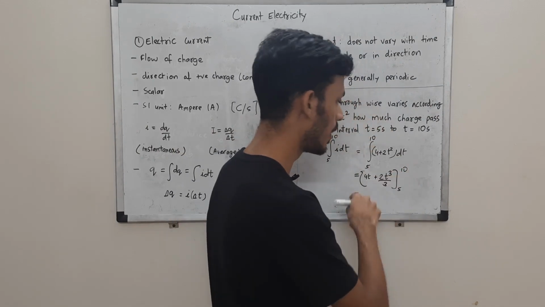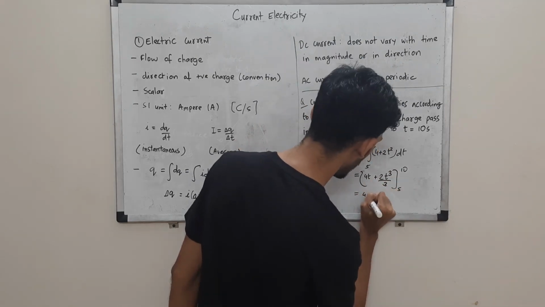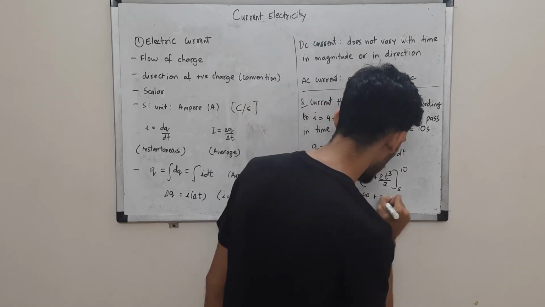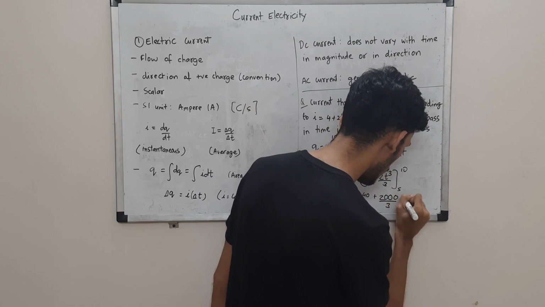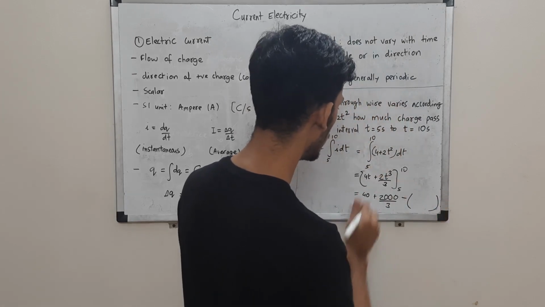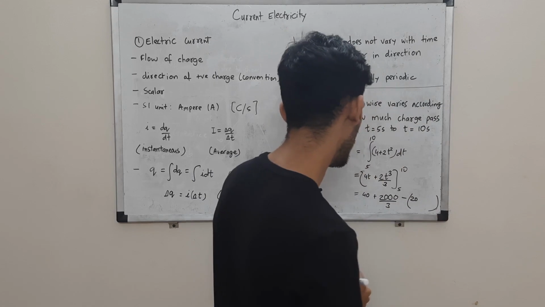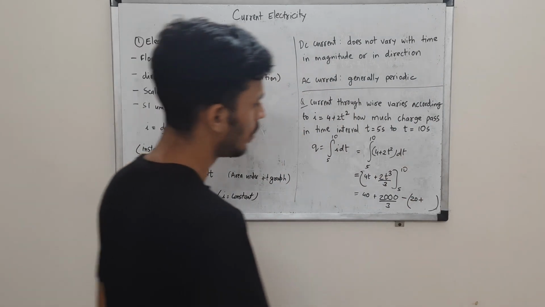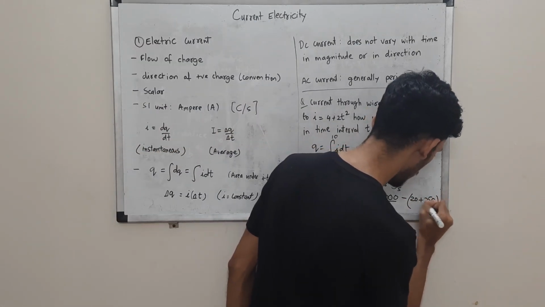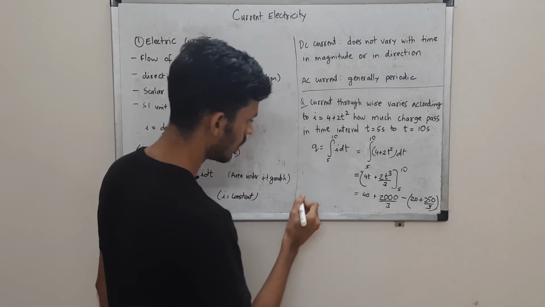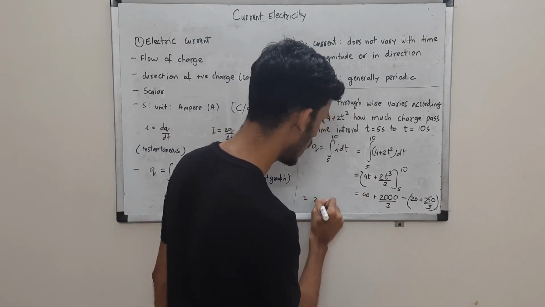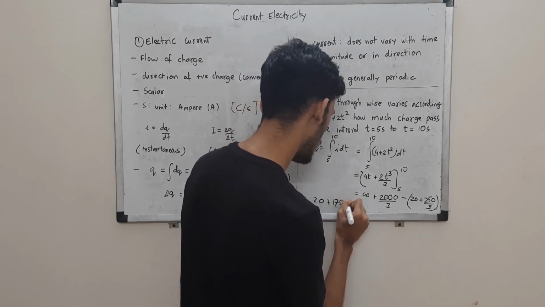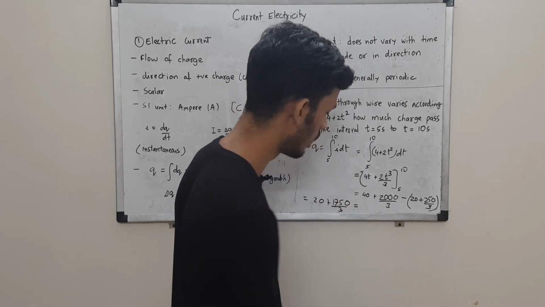When you substitute, it is upper limit minus lower limit. Substituting the upper limit, we get 40 plus 10 to the power 3, which is 1000, so 2000 by 3, minus the lower limit. Substituting the lower limit, this will be 20 plus 5 cube is 125, 125 into 2 is 250 by 3. If you solve this further, we get 40 minus 20 is 20, and 2000 by 3 minus 250 by 3 is 1750 by 3.